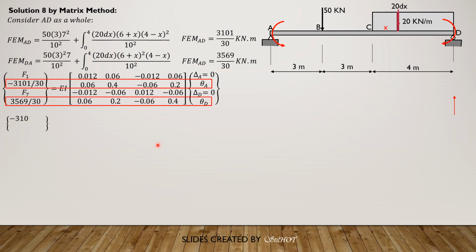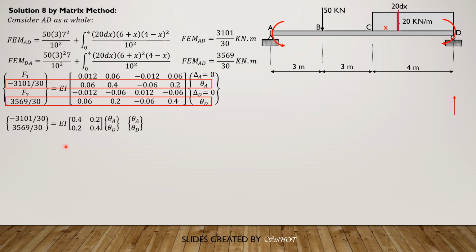So we have negative 3101 over 30 and 3569 over 30 equals EI times 0.4, 0.2, 0.2, 0.4, theta A, theta D. Then supposedly plus 0.06, negative 0.06, then 0.06, negative 0.06 times 0, 0, but that is still 0, so we don't mind. So solving this equation for theta A and theta D, it's like 0.4 theta A plus 0.2 theta D equals negative 3101 over 30, and 0.2 theta A plus 0.4 theta D equals 3569 over 30.